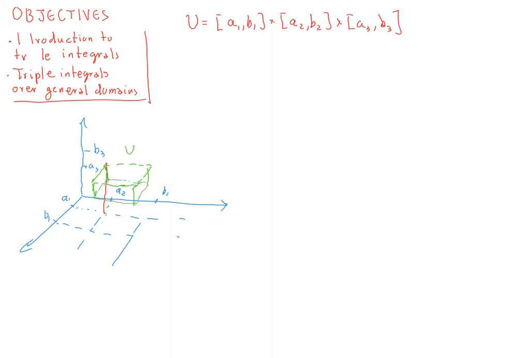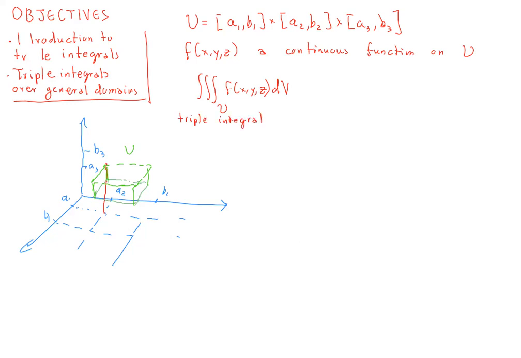And pretty much, let's suppose that we have a continuous function f of x, y, z on U. And we would like to give meaning to the integral over U of f of x, y, z dV. So this is what we would call a triple integral. And now, what would a triple integral represent?